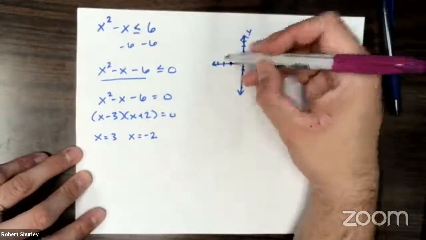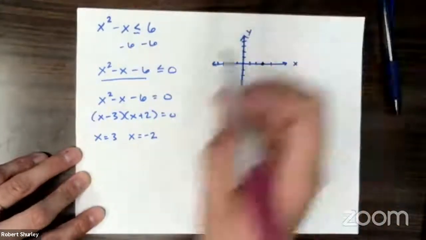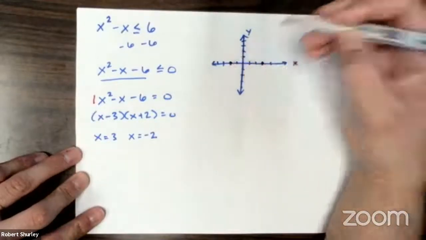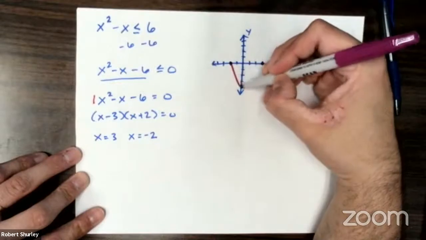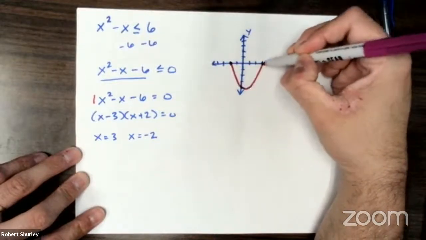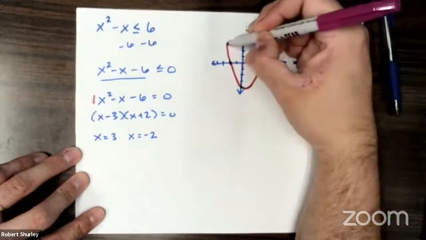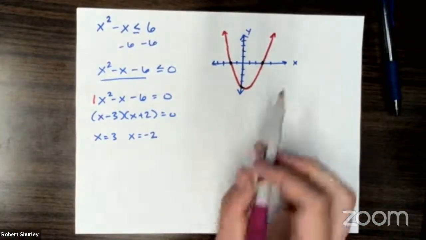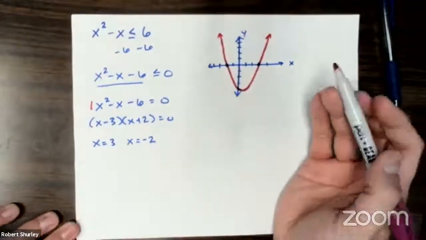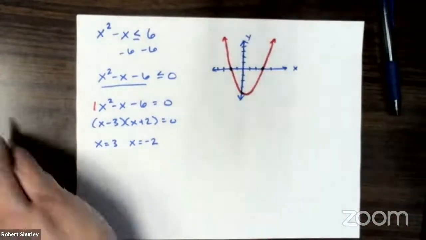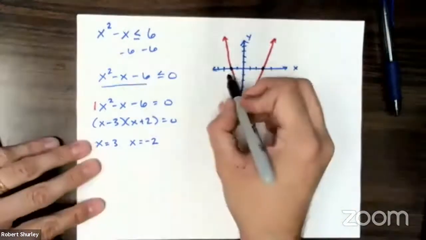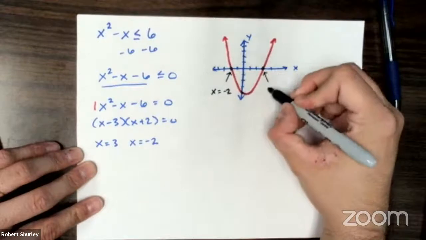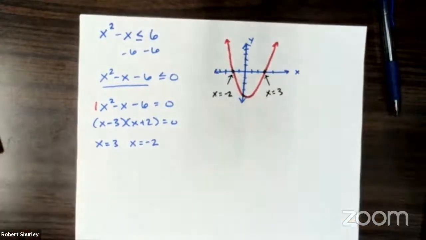So I'm going to graph this. Now I know it's smiling because this value is 1, right? It's positive. So it does something like this. Okay. It looks something like that. It's not perfect. It doesn't have to be perfect. All that has to be perfect are our boundary points. That's the only thing that has to be perfect. And our boundary points here are x equals -2 and x equals +3. Okay.